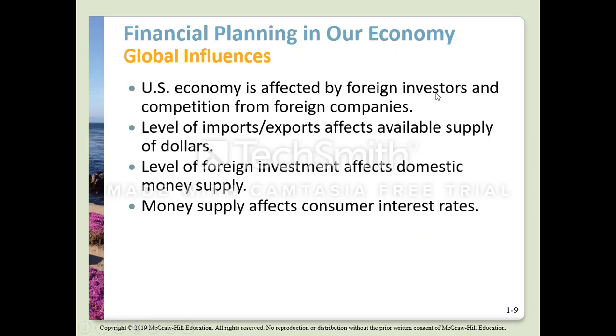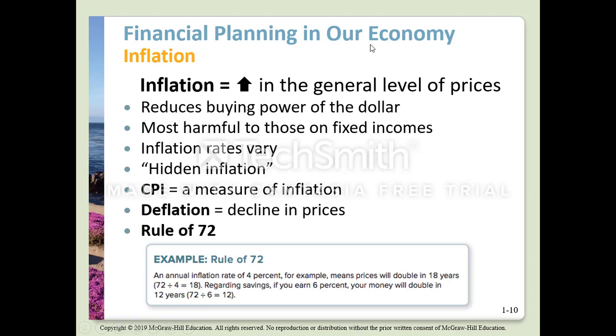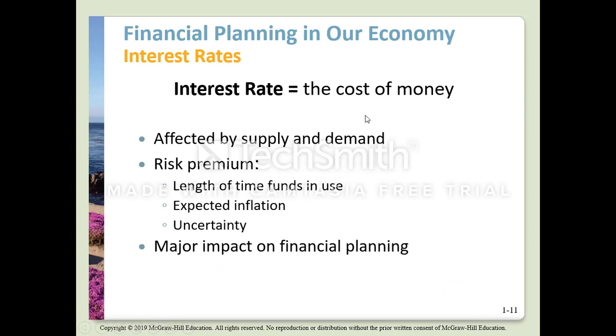There's also global influences. So things that are happening throughout the entire world that will affect your financial decisions. So inflation is the rise in the general level of prices. I'm sure that you've heard of inflation before, but there's also deflation, which is the decline in prices. And then there's interest rates, which is the cost of money. So there's two different ways you can look at interest rates. It can be what you're charged when you borrow money, but also what you earn when you save money as well.